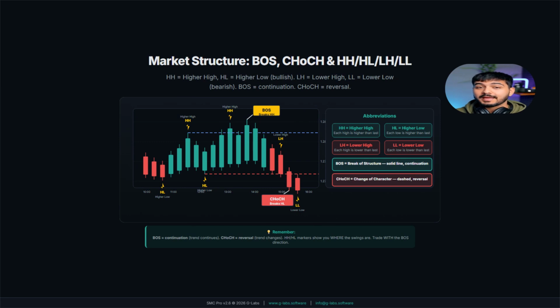Market structure is the backbone. HH, higher high, HL, higher low, that's bullish structure. LH, lower high, LL, lower low, bearish. BOS, break of structure, is a solid line when price breaks a swing in the trend direction. CHoCH, change of character, is dashed when price breaks against the trend. External is HTF, internal is LTF.